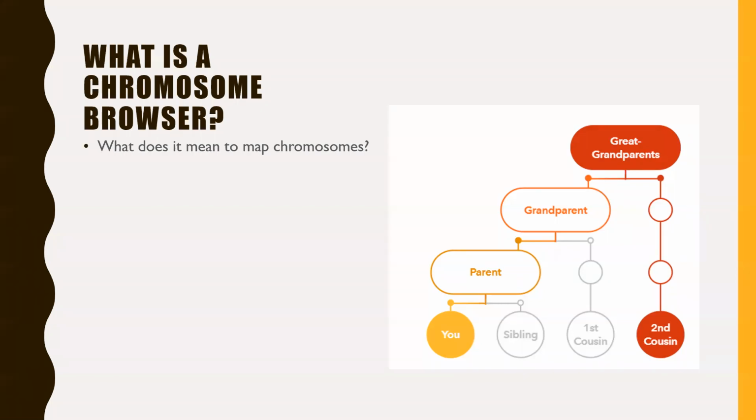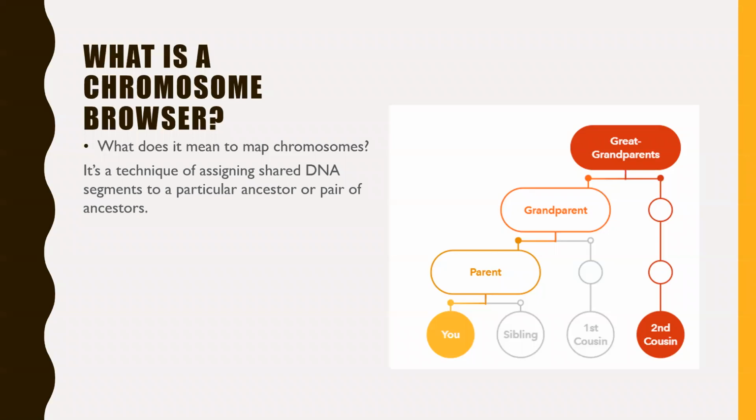So what does it mean to map chromosomes? It's a technique of assigning shared DNA segments to a particular ancestor or set of ancestors. It depends on your preference, whether you assign DNA to a certain person or you assign it to a set of ancestors. And most of the time for what I'm doing, I'm assigning it to a set of ancestors because I don't necessarily know until I go one more generation back whether it's the male or female there. So I'm generally assigning things to a pair until I can sort that.